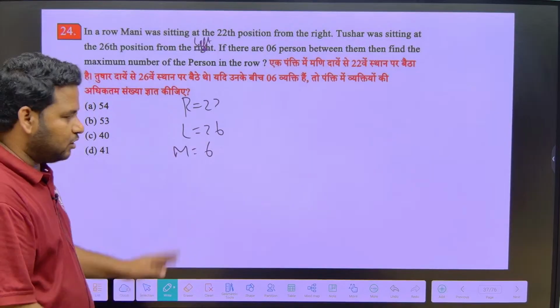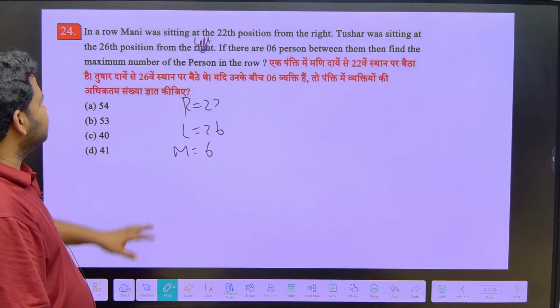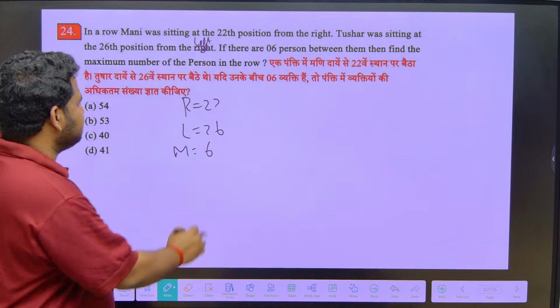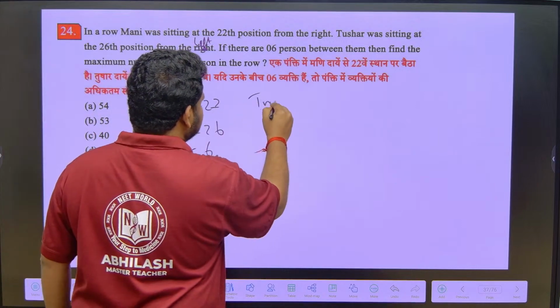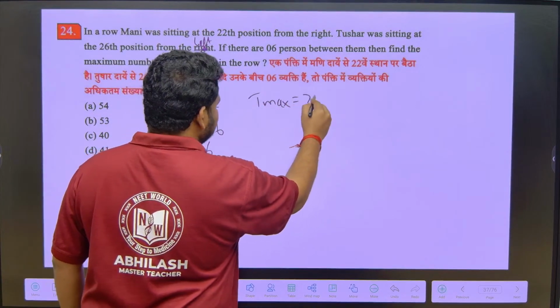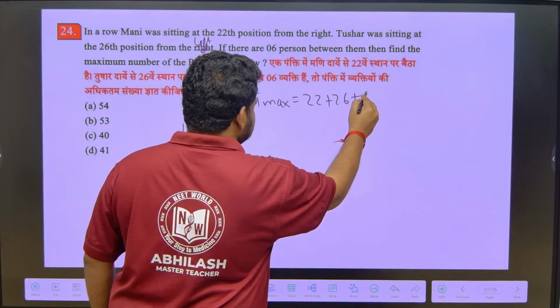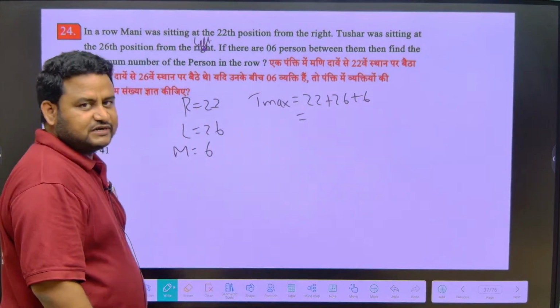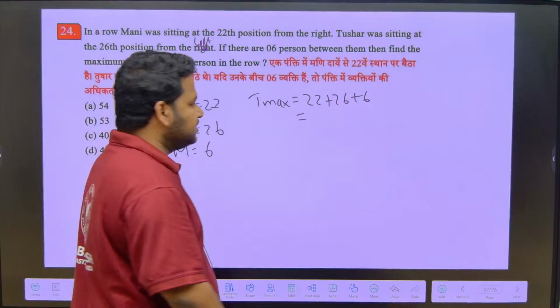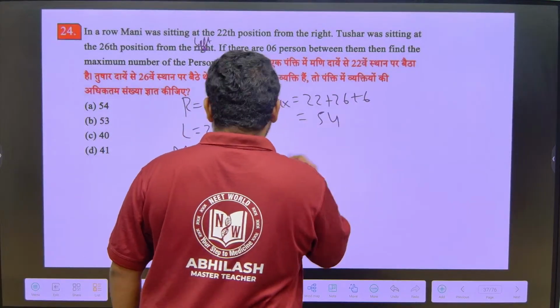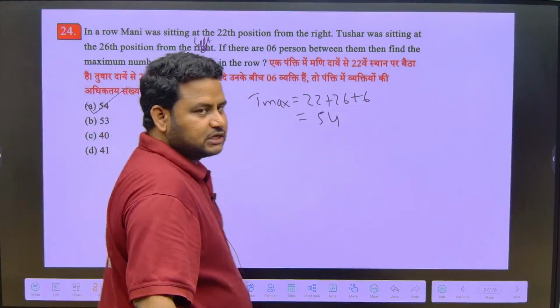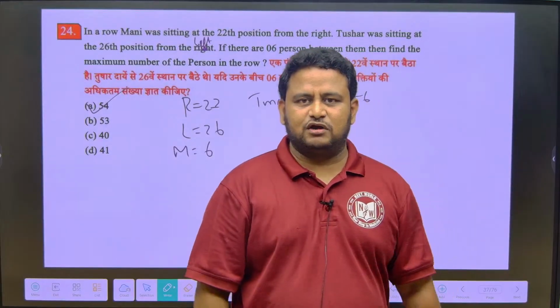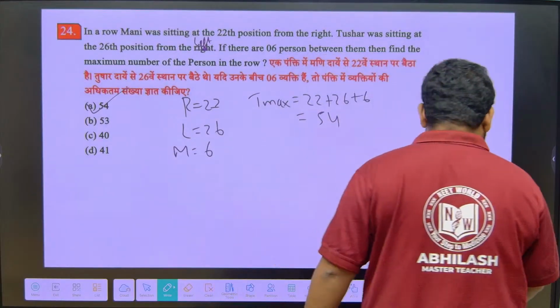We got all the values. Find the maximum number of persons in the row. Again they are asking maximum. So total maximum is equal to L plus R plus m, that is 22 plus 26 plus 6. 22 plus 26 is 48. 48 plus 6 is 54. So the answer to this question is 54. Clear? I hope it is clear to all of you. Let us move to the next question because there is nothing much to explain here.